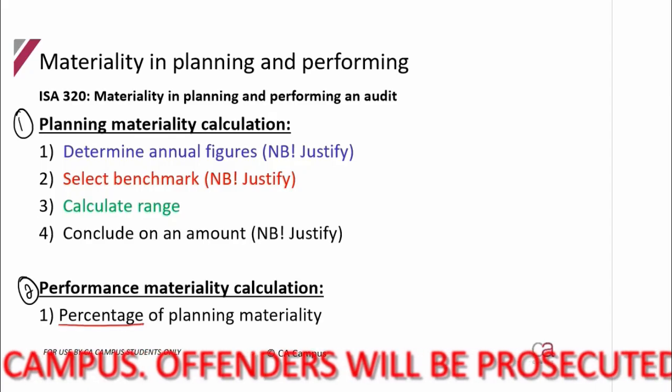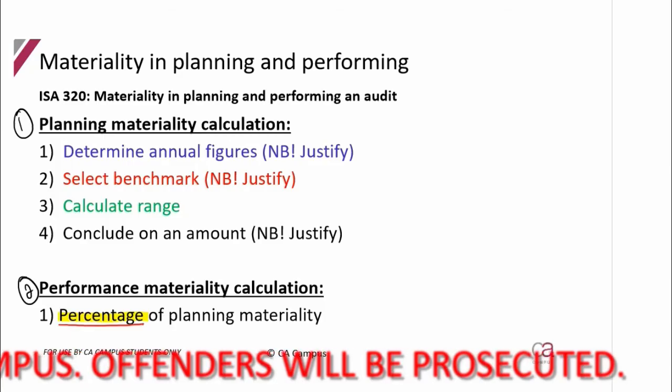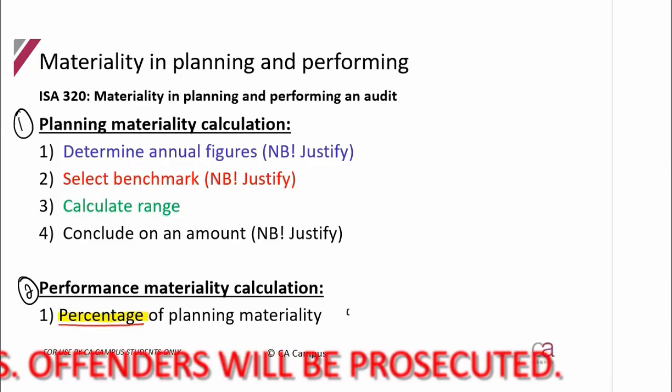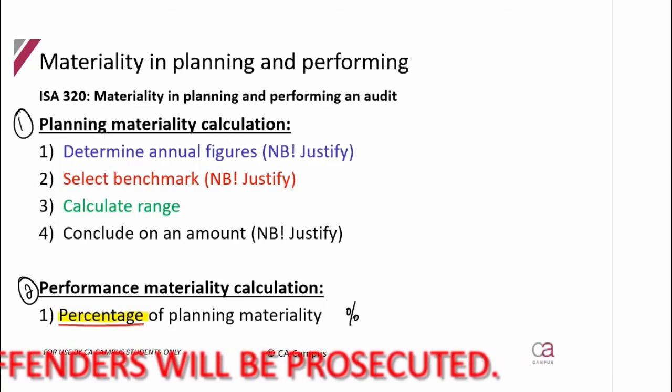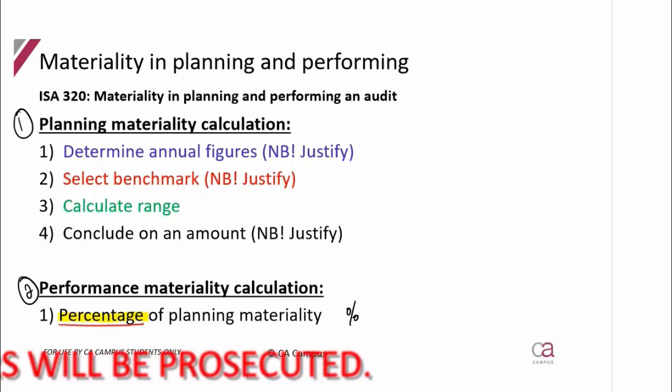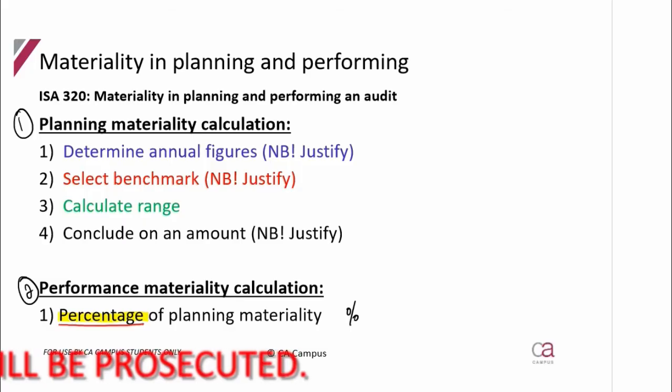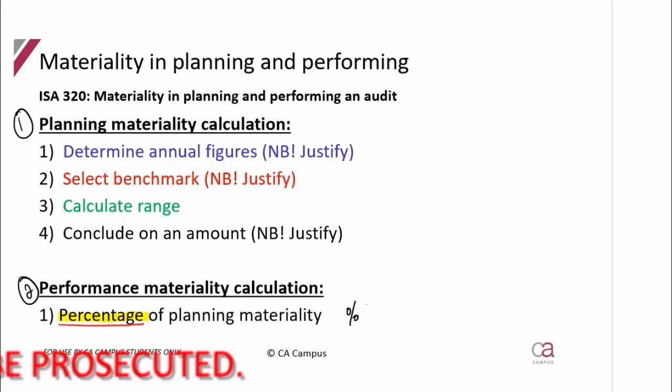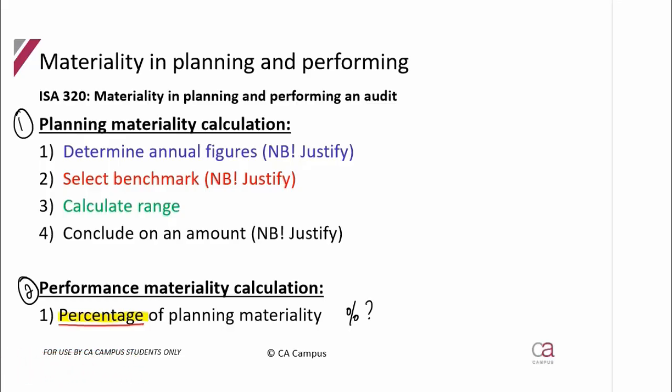You need to take the planning amount and take any percentage of that to calculate your performance, and that will show you, therefore, that performance will always be less than planning. This percentage, guys, you determine based on what you believe the risk to be. So if you feel that there's a higher risk of misstatement, you are going to apply a smaller percentage so that you have a lower figure to work with.